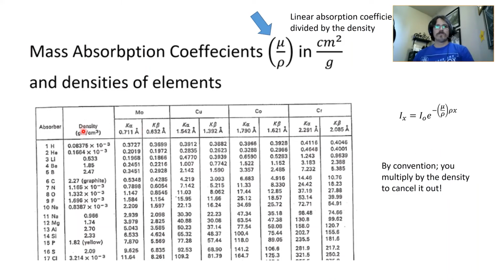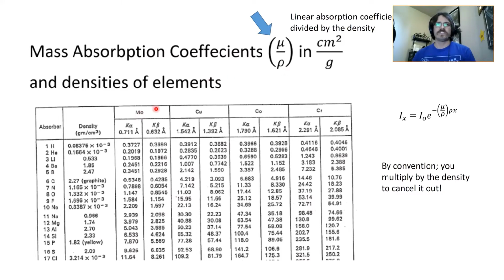But the mass absorption coefficient for a material will change depending on the source radiation. This column here is the absorber, and I've cut off a few, but we have aluminum, which is a good metal to use. We also get the density. So linear absorption coefficient divided by the density is tabulated by convention, and historically you could only find tables of mass absorption coefficients. But I have another source I'll show you in a bit.